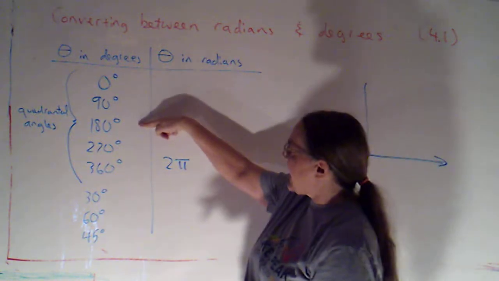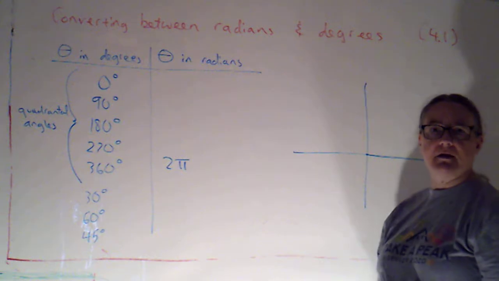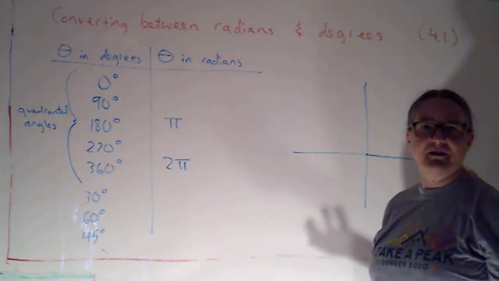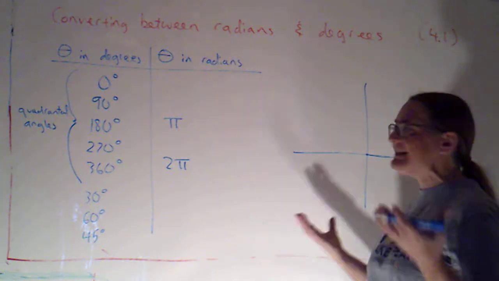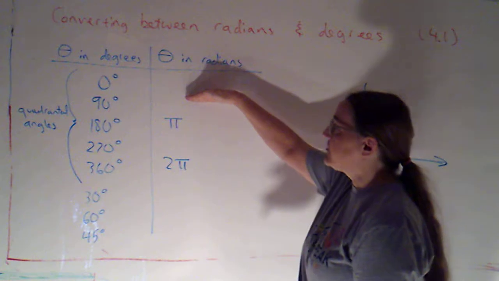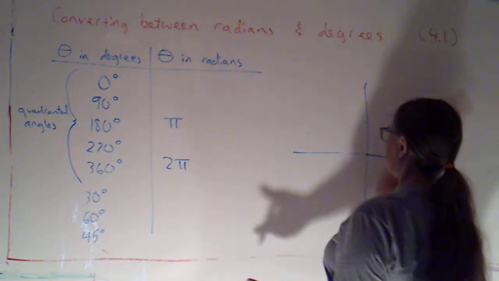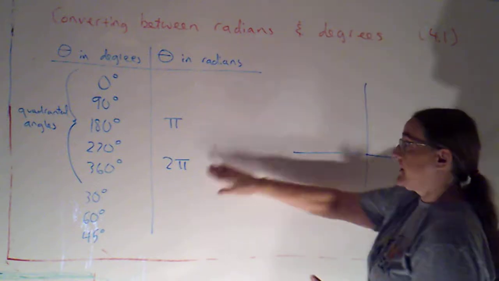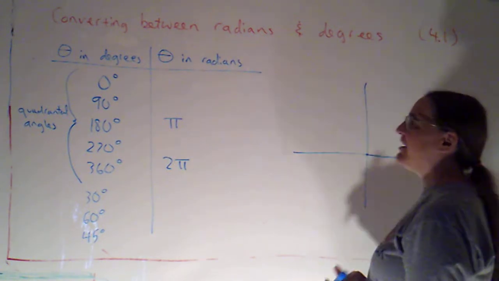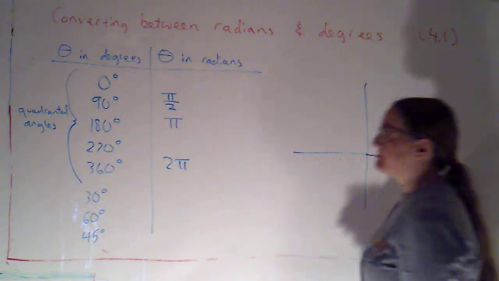Because 180 degrees, well, that's just rotating halfway around. Half of 2 pi would be pi. I don't need to do any fancy calculation. I can just say, hey, that's an easy fraction of a full revolution. Okay, 90 degrees is half of 180 degrees. That's a quarter of a revolution, so I could think of it as a quarter of 2 pi or a half of pi. Either way, I'm going to get pi over 2. Okay.